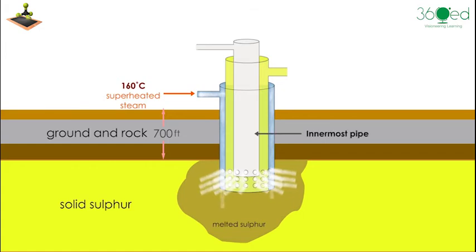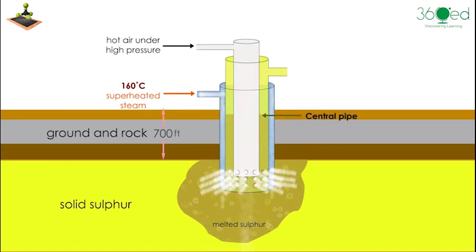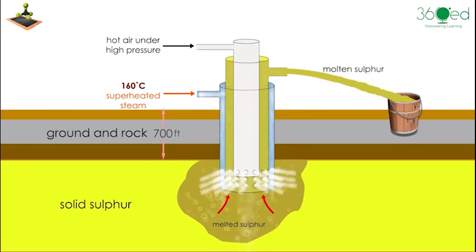Hot air under pressure is forced down through the innermost pipe. The pressure of hot air forces up the molten sulfur through the central pipe in between inner and outer pipes. The molten sulfur is collected in wooden containers and allowed to solidify. Sulfur obtained by the Frasch process is 99.5% pure.